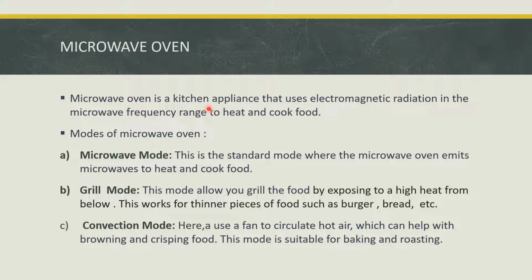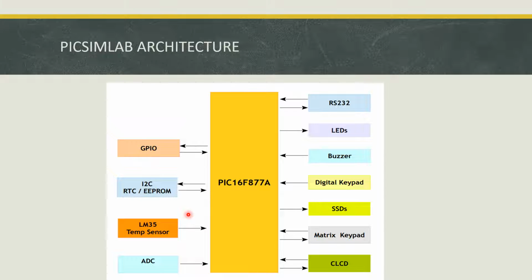Microwave oven. A microwave oven is a kitchen appliance that uses electromagnetic radiation in the microwave frequency range to heat and cook food. The modes of the microwave oven which we are using here are microwave mode, grill mode and convection mode. Also, we are using start mode to start the microwave oven. This is the architecture of PicSimLab.